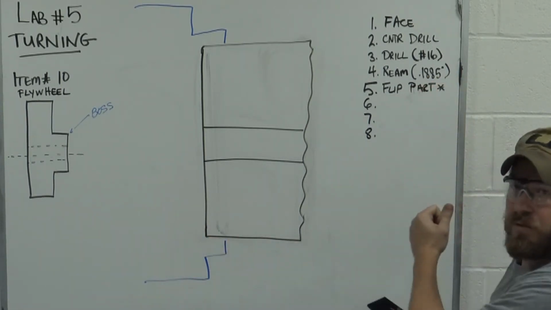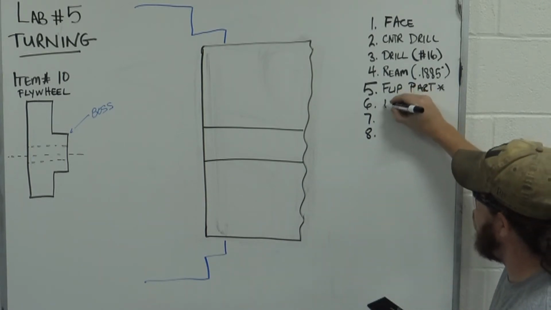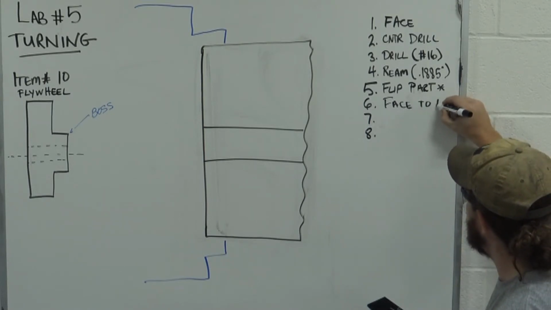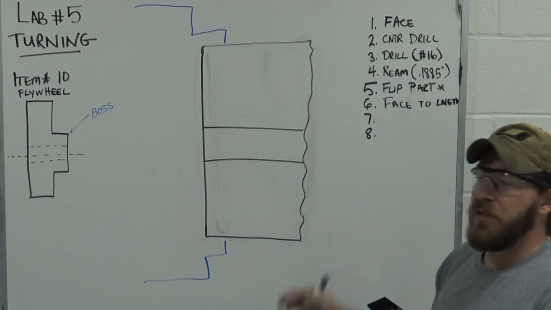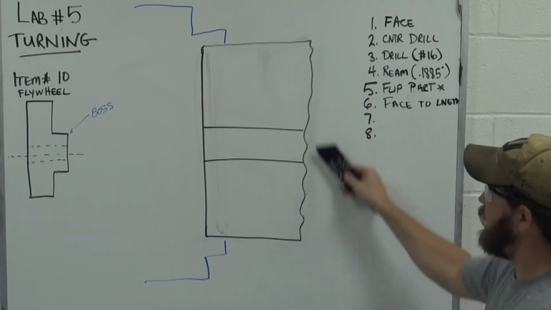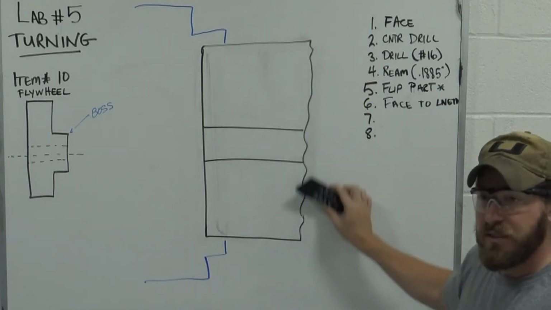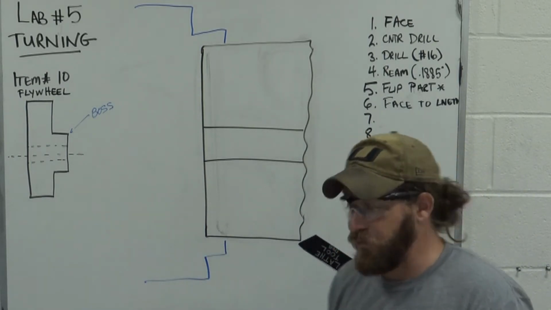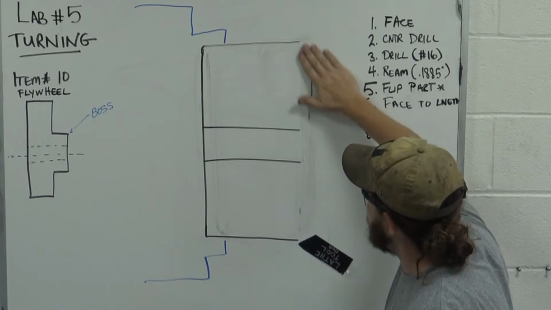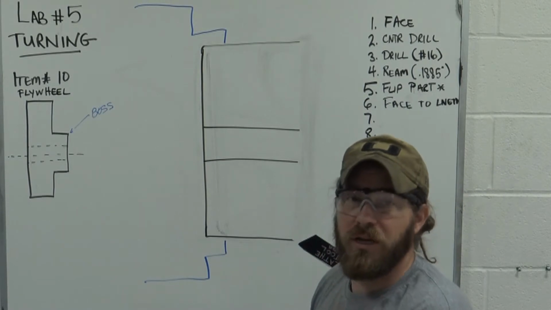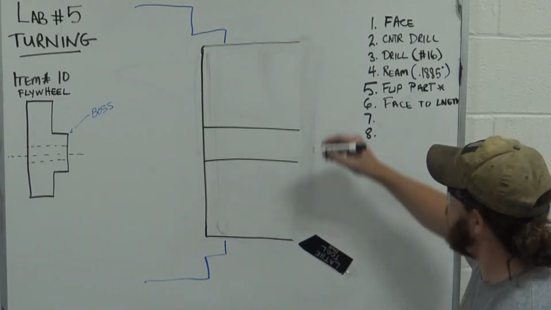All right. So after we flip that part and set it, the next thing we're going to want to do is face this part, or face this side, that says face it to length, okay? So not only do we want to just face this and clean it up, we're going to want to face this down enough till we get the correct dimension we're looking for, all right? So if we look at our drawing, what is that dimension? It says 0.50, all right, so a half an inch.